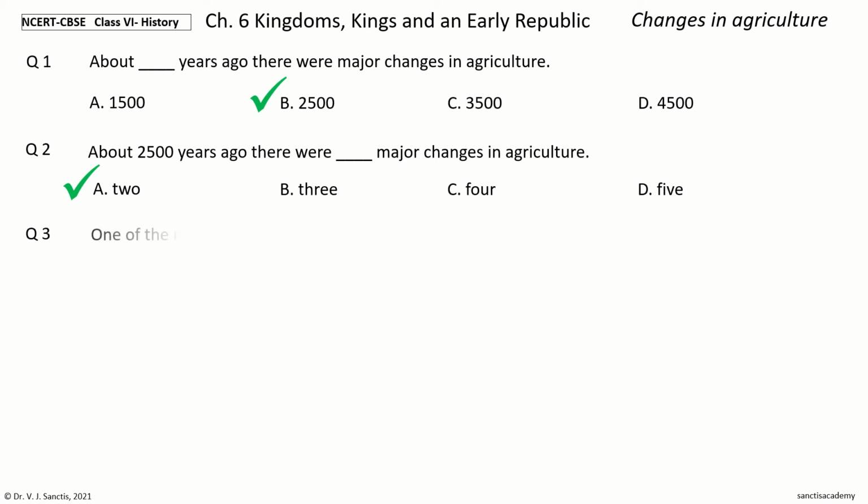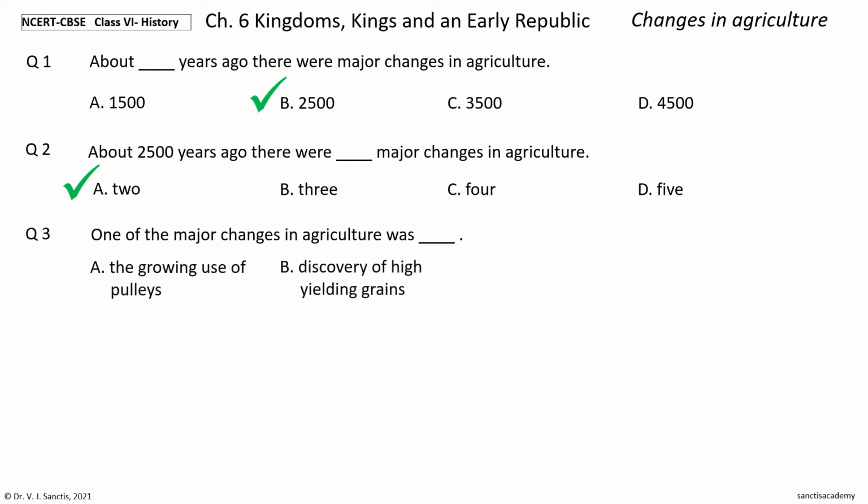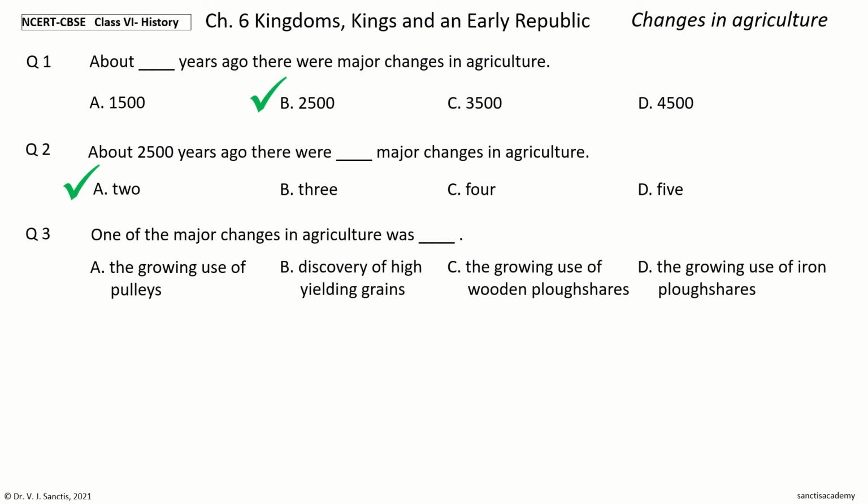Question 3. One of the major changes in agriculture was dash. The options are the growing use of pulleys, discovery of high-yielding grains, the growing use of wooden plowshares, the growing use of iron plowshares. Your time to choose. And the answer is the growing use of iron plowshares. So, one of the major changes in agriculture was the growing use of iron plowshares.